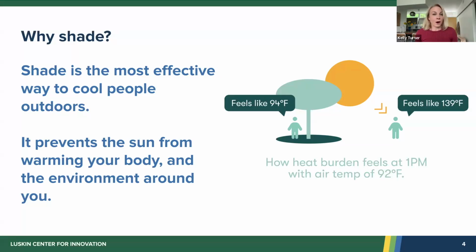This is something that we already know intuitively. If you think about a time that you were outside and it was really hot, you probably found a tree that was shady to stand under or an overhang. But shade does double duty. It protects our bodies from the sunlight, but it also protects the surfaces around us. So it's preventing warming of our environment as well. Next slide.